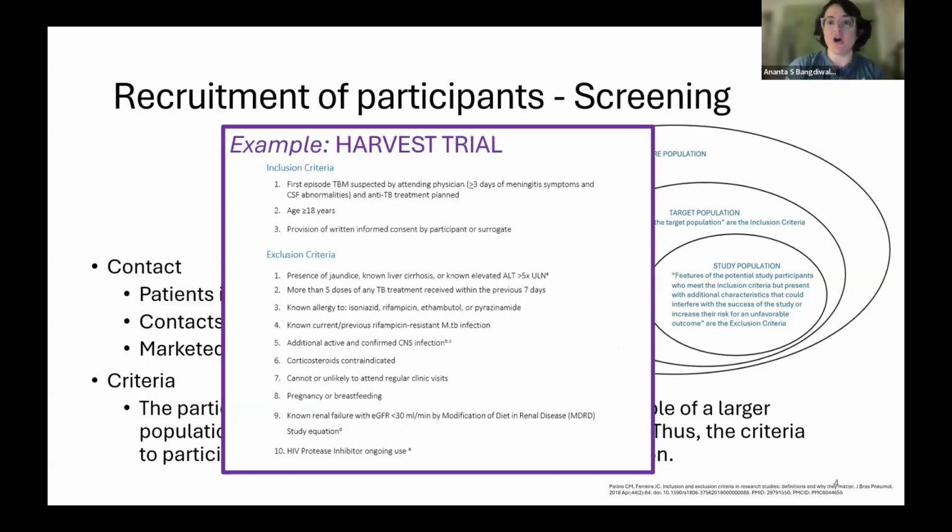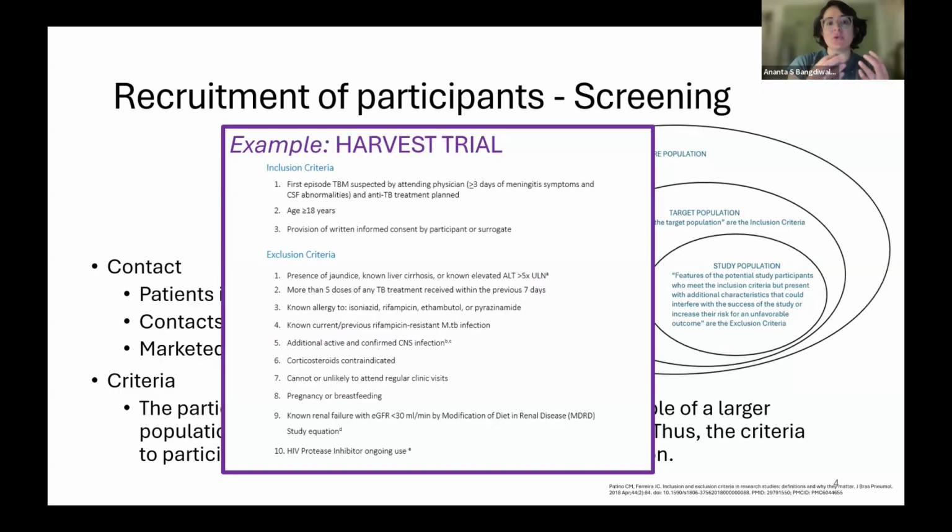In my example of the Harvest trial, which was looking at high dose rifampicin as a potential intervention for tuberculous meningitis, we have some pretty typical inclusion criteria. This must be your first episode of TBM. You have to be an adult, 18 years or older, and you have to provide informed consent, which we'll cover in a second. Exclusion criteria include things like a known allergy to many of the drugs used to combat tuberculosis, and some contraindicated medications like corticosteroids. Even something like the participant is not likely to attend regular visits.